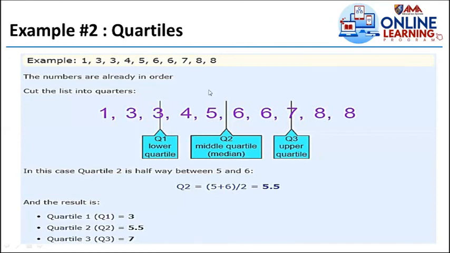Okay? Quartile 3, 1, 2, 3, we have 7. That is your Q3 or upper quartile. And the results are Q1 is equal to 3, Q2 is equal to 5.5, that's our median, and Q3 is equal to 7.